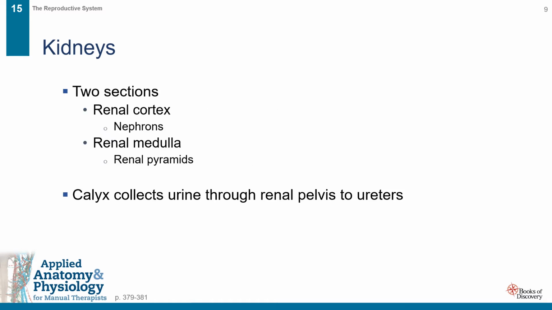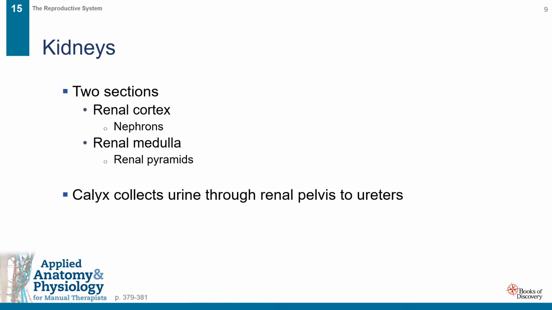Internally, the kidneys have two distinctive sections of tissue, a relatively thin outer ring, the renal cortex, and a thicker inner renal medulla. Nephrons, the microscopic functional units of the kidneys, lie predominantly within the cortex. It is estimated that each kidney contains around 1 million nephrons.